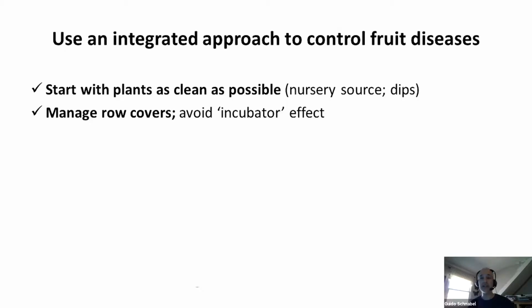As spring advances, make sure that your plants are not under the row cover when the temperature rises, and make sure that you prevent a humid environment under the row covers that would encourage an explosive development of those diseases under the row cover.